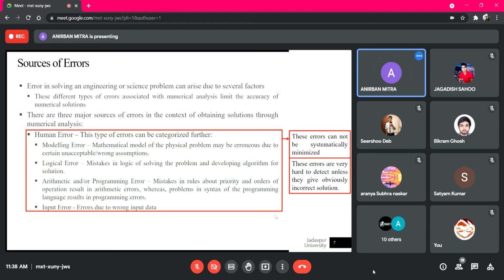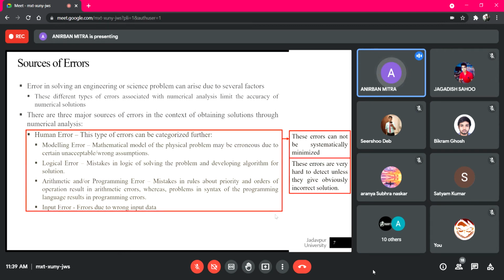Not only that, such errors could be very hard to detect as well. Only when the numerical procedure gives an obviously incorrect solution or result, then you can probably get to understand that there is something wrong with the process. And if it is due to human errors, then it is very difficult to detect. And due to this reason, we will not consider these sort of errors in the purview of the present course that we are going to pursue.